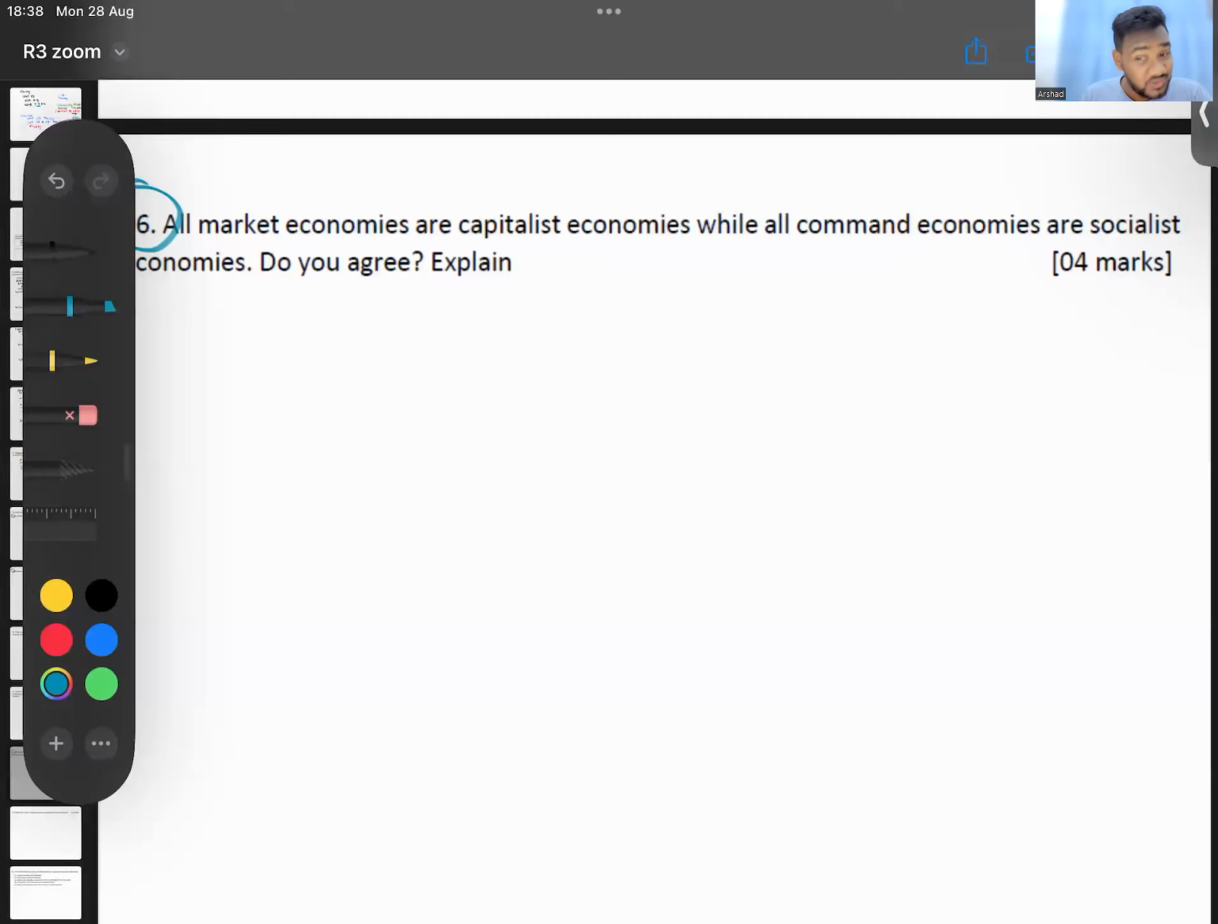Answer is no. Remember, I told you. So how do you start your answer? You start your answer by explaining the criteria. You say, according to the decision coordination mechanism, you allocate as market and command. So whoever uses the price mechanism, they are market. Whoever uses the planning mechanism, they are called command economies.